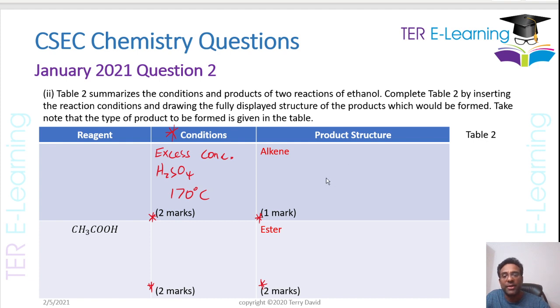And they want us to draw the product. You started off with ethanol, so therefore my product should be ethene, right? This here is my product that I'm going to get, right? So when ethanol is dehydrated, this is going to be my product, and 1 mark for doing that, right?